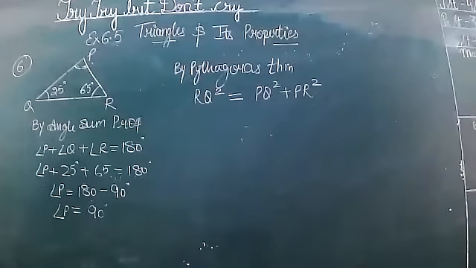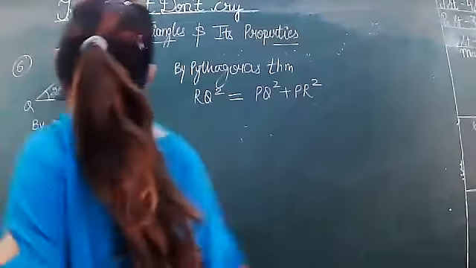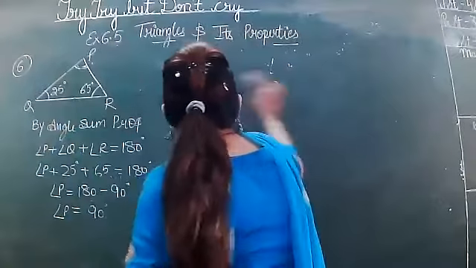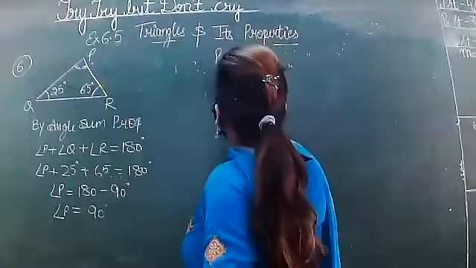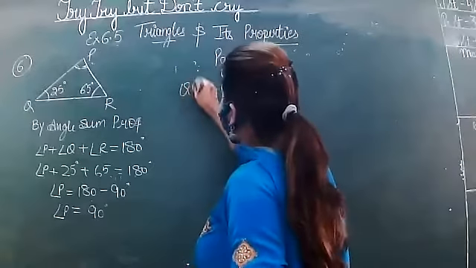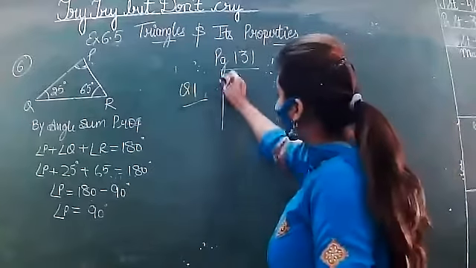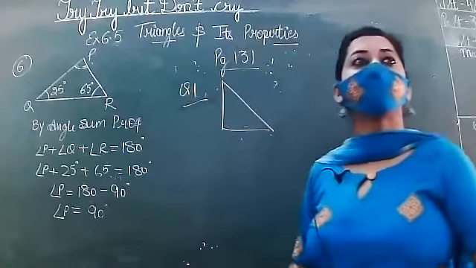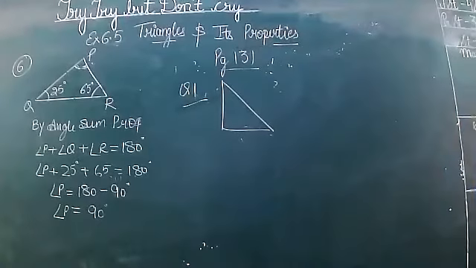Now question number, think, discuss and write. Question number 1. Page number 131. Question number 1. You have given a right angle triangle. PQR is a right angle triangle, right angle at. Have you read out the question?